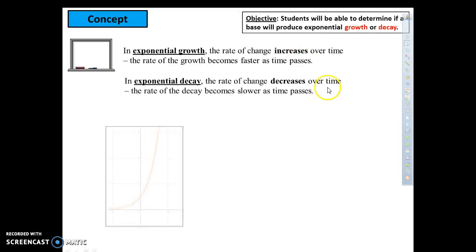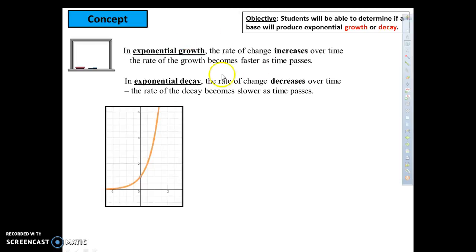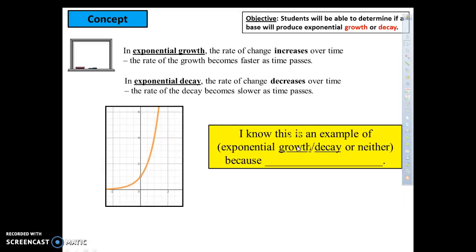So what I would like to do first is I would like you to identify if this is exponential growth or decay, and I just want you to think about this in your head before I share. But notice here I have a function that's going up. It's increasing at an exponential rate. So is this growth or decay? Well, hopefully you said I know this is an example of exponential growth because the rate of change is increasing.